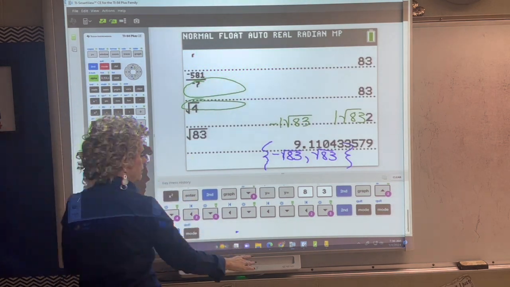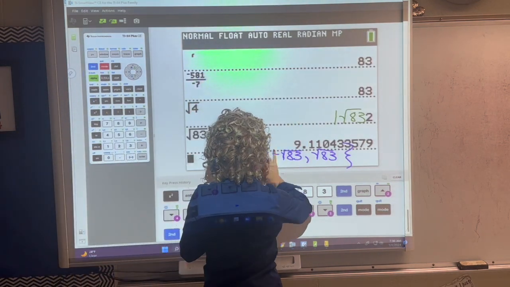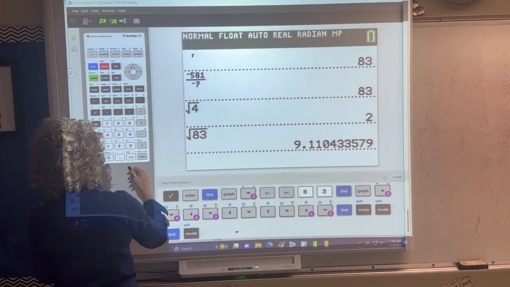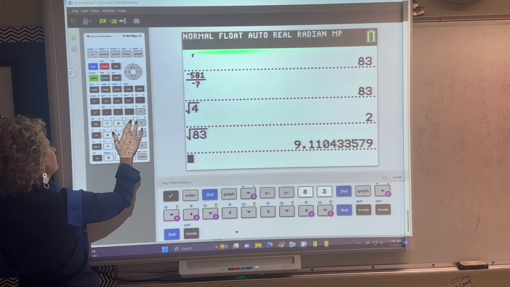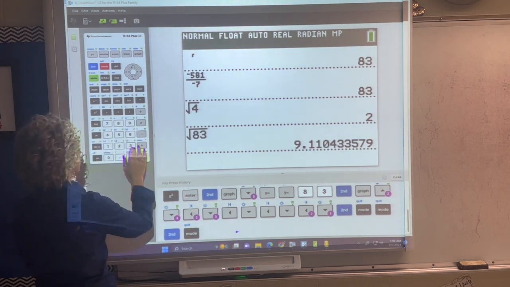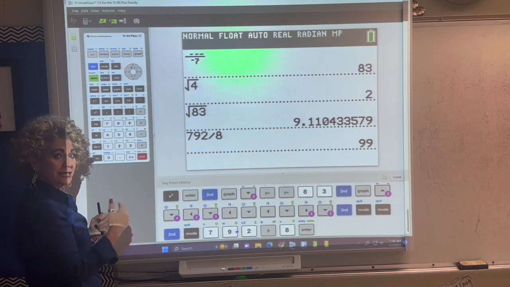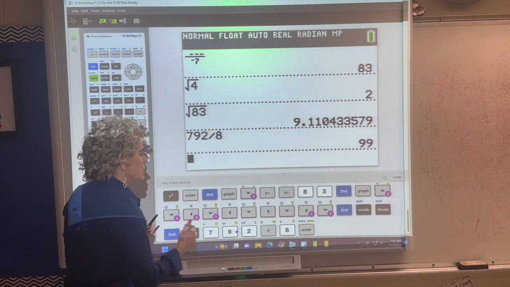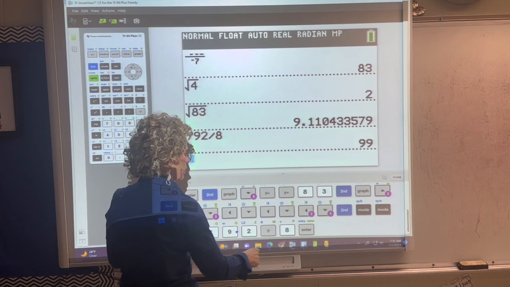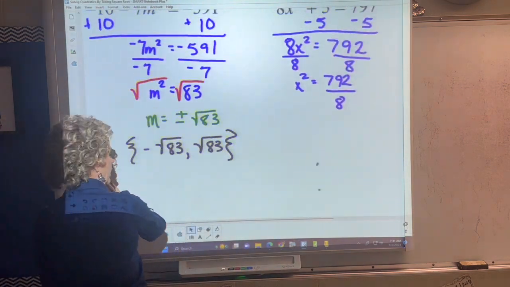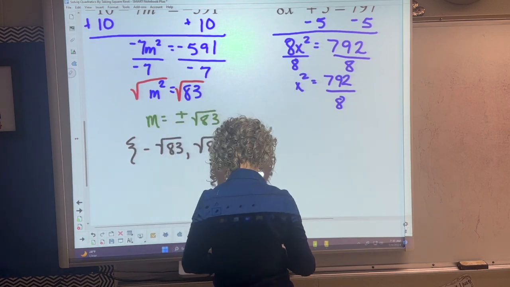Okay, let me erase this. I have 792, and it's going to be divided by 8. We're just going to see if it turns out nice and pretty. 792 divided by 8 gives me 99. Okay, so in my work, I've got x squared equals 99.